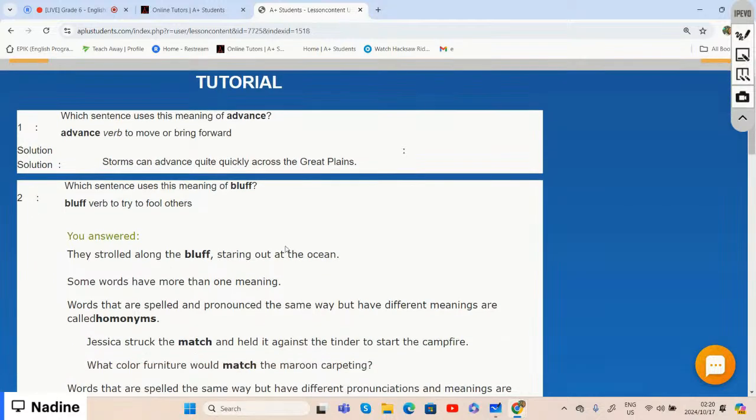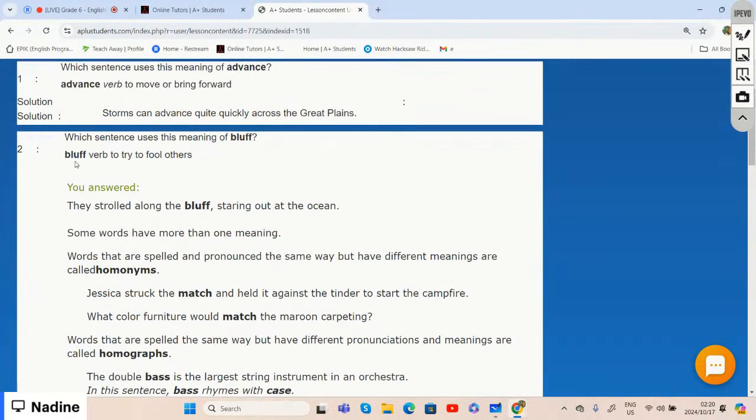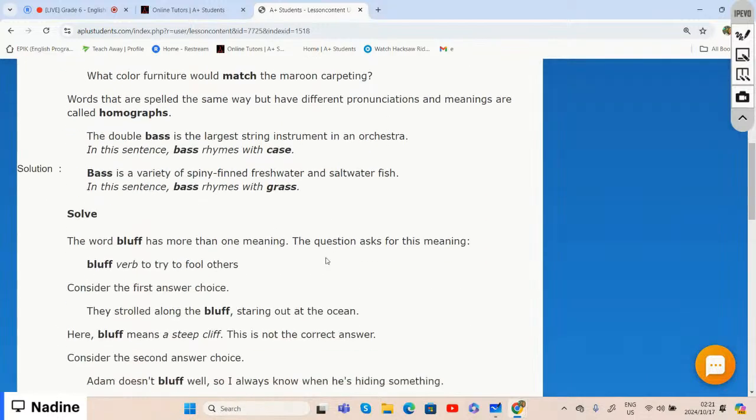All right. Look at the word bluff. They say which sentence uses the meaning of the word bluff. So basically, we have words, right? They give us the meaning also, and then you need to say which sentence matches that specific meaning. Like here they say bluff, it's a verb and it's to try to fool others. But then they only give us one answer.